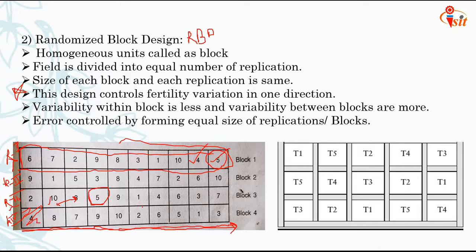So what points we covered here: the field is divided into an equal number of replications, then each replication is divided into blocks, then the variation within the blocks is less than that between the blocks, then error is controlled by making equal numbers of replications and blocks. So this is all about the randomized block design.